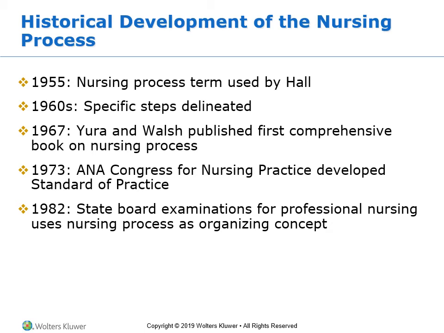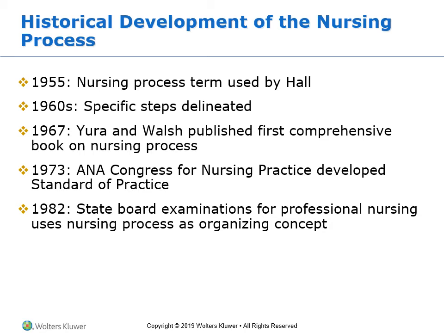In the 1960s, the steps of the nursing process were delineated. They were assessment, planning, intervention, and evaluation. In 1967, Yura and Walsh published the first comprehensive book on the nursing process. And then later, we developed the 5-step nursing process by adding diagnosis as a separate step in the process.